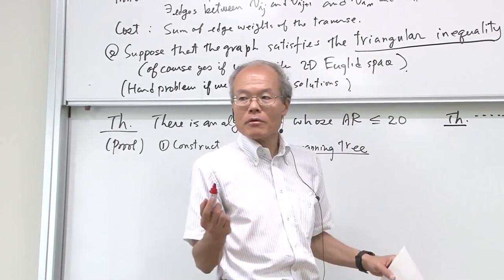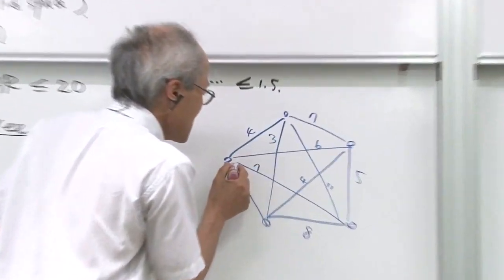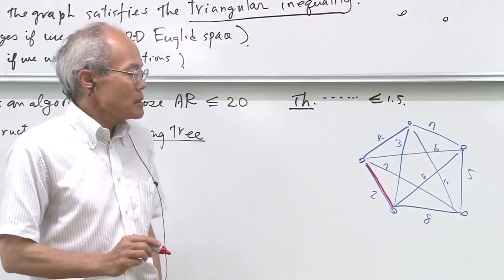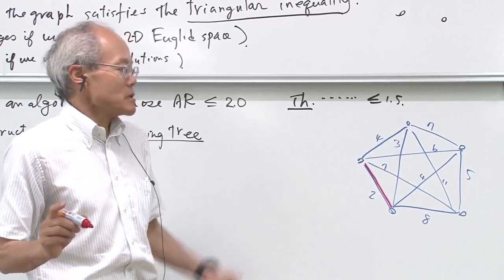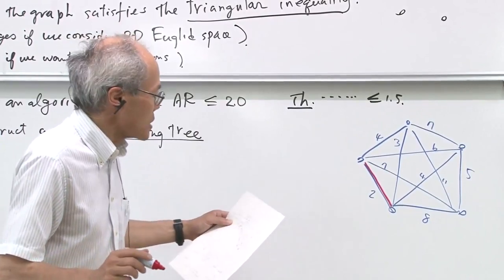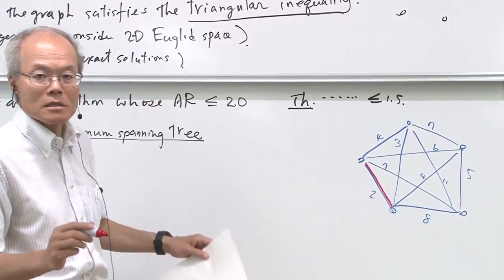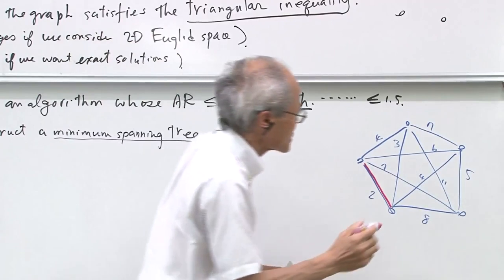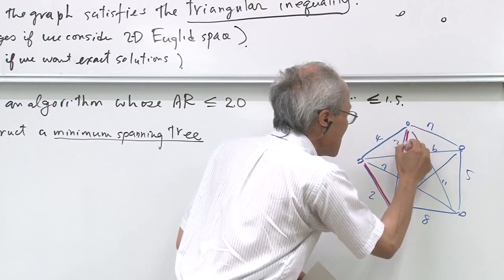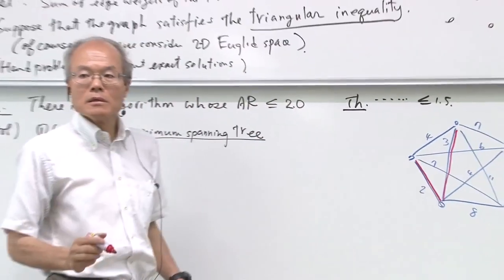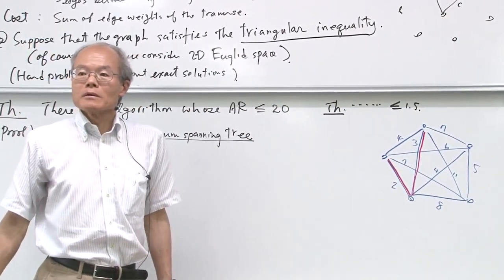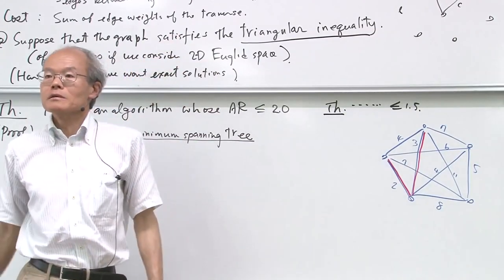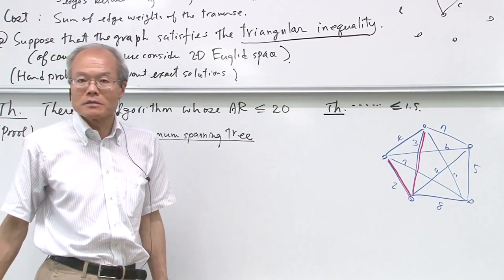What you do is very simple. Just pick the cheapest edge first. Then again, you pick the cheapest edge, from this guy or this guy. In this case, the cheapest is this one. So just pick the cheapest edge which is coming out from the current tree. Just pick the cheapest edge all the time.